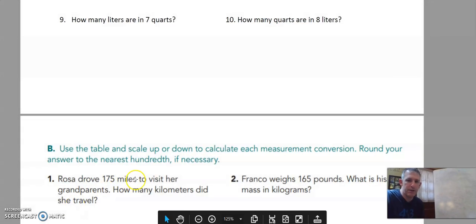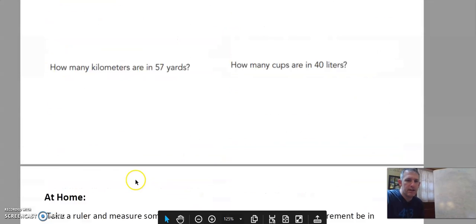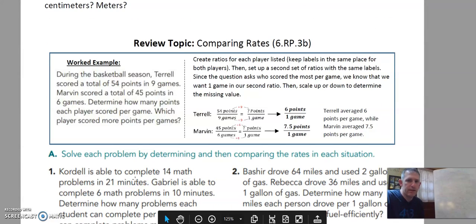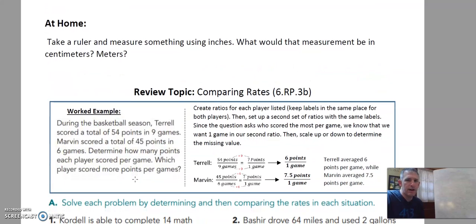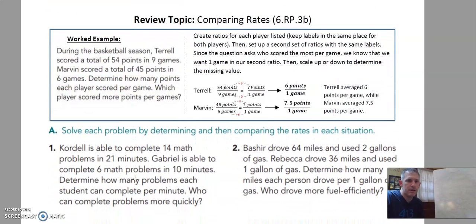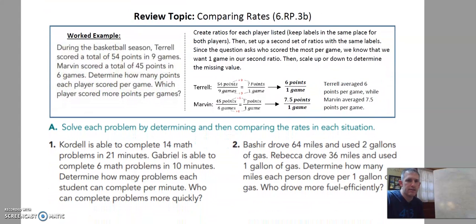Today we're going to be looking at this page right here, comparing rates, okay? It says, during the basketball season, Terrell scored a total of 54 points in 9 games. Marvin scored a total of 45 points in 6 games. Determine how many points each player scored per game. Okay, which player scored more points per game?